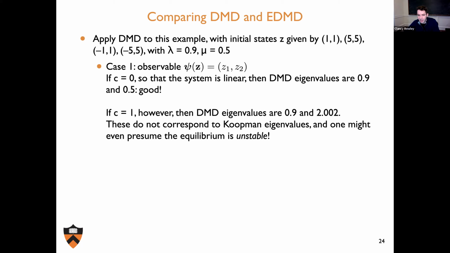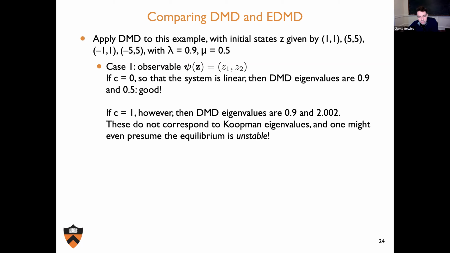It should be 0.5. In fact, for this discrete time system, we'd even get the stability wrong, right? 0.5 is less than 1, so that would be a stable discrete time system. 2 is greater than 1, so that would be an unstable discrete time system. So we'd even get the wrong stability of this nonlinear system if C is 1.